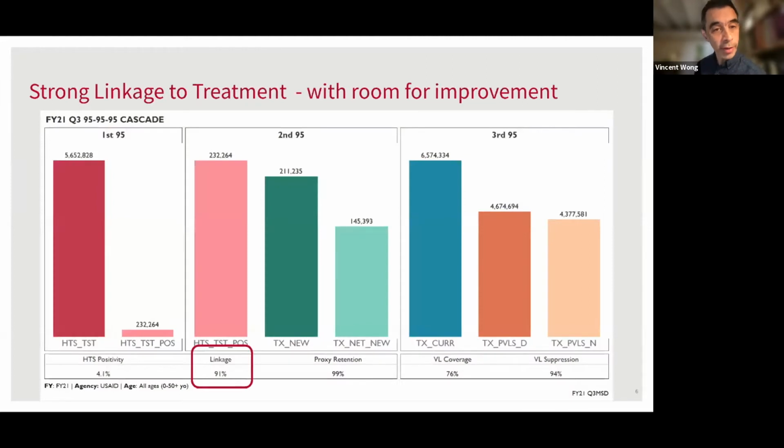Okay, next slide. So here's our cascade for all of USAID's programming in Q3. Point here is we reached 232,000 positives and linked most of them to care. We're at 91%. We'd like to see that at 95, but overall, we've got a good cascade. Positivities at 4% for all testing, which is about what we've seen in the past.